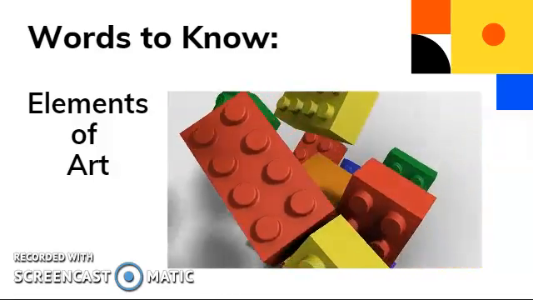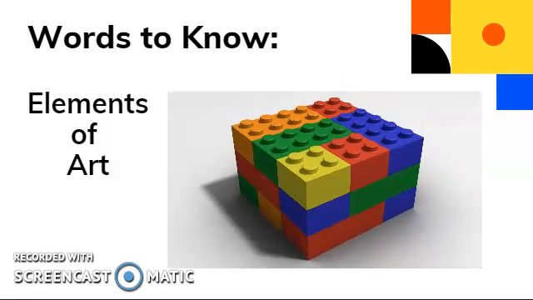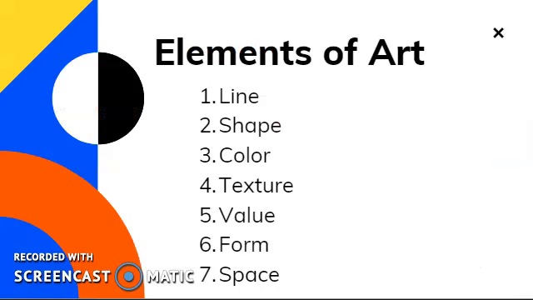The elements of art are used in every art that is around us. Sometimes artists use one, and sometimes artists use many elements of art. These elements are line, shape, color, texture, value, form, and space. Now that you know about the elements of art, see if you can draw a picture using all of them.